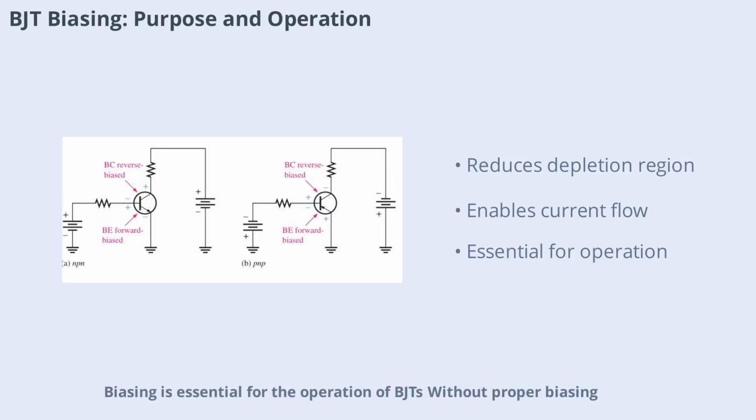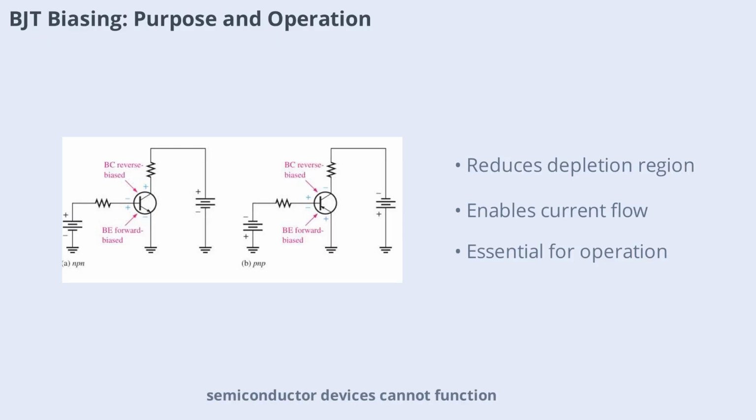Biasing is essential for the operation of BJTs. Without proper biasing, semiconductor devices cannot function. The main goal of biasing is to reduce the depletion region, allowing current to flow efficiently. Biasing voltages are applied to both input and output terminals, ensuring the transistor operates in the desired region. The diagrams illustrate how biasing affects the depletion region and enables the transistor to amplify signals.